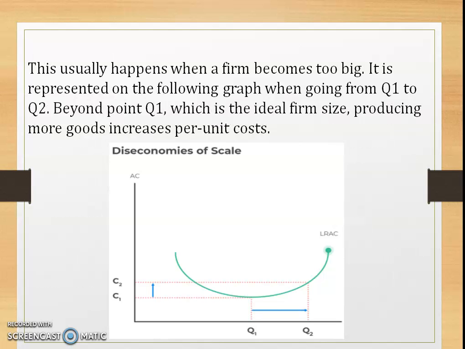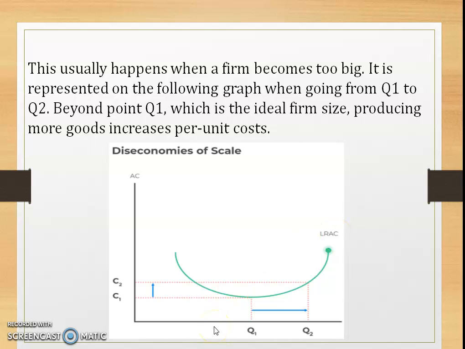So look at the graph, what it shows here. This usually happens when a firm becomes too big. It is too big. There is a large scale of production. When it happens, diseconomies of scale happen. So in the graph, if you just look at it, the quantities are taken on the x-axis and the average cost is taken on the y-axis. Right. The curve LRAC is nothing but the long run average cost curve.